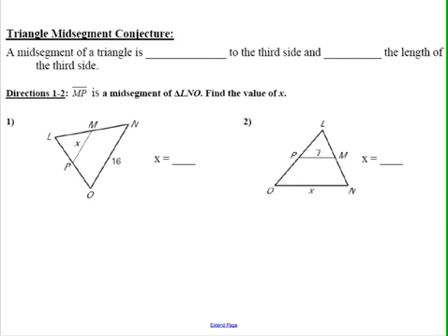So the triangle mid-segment conjecture, here's what it says. It says that the mid-segment of a triangle is parallel. So that segment that we drew is going to be parallel to the third side, and it's going to be half the length of the third side. So that means when we deal with MP, I can say that MP is half of NO.